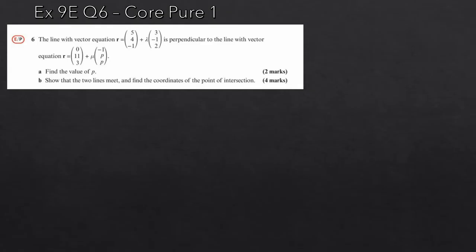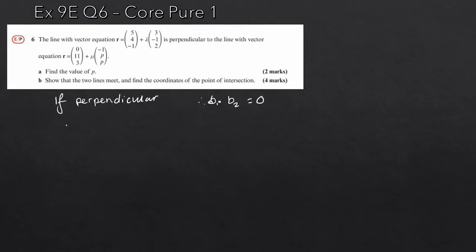So for 2 marks, well, the key bit of information here is the fact that it's perpendicular to the line with the vector equation. So remember, if it's perpendicular, what that means is that if you use a scalar product, the dot product, of the 2 direction vectors, so we call them b1 and b2, this has to be equal to 0. So all we've got to do is use a dot product for both direction vectors and then set it equal to 0 and just solve for p.